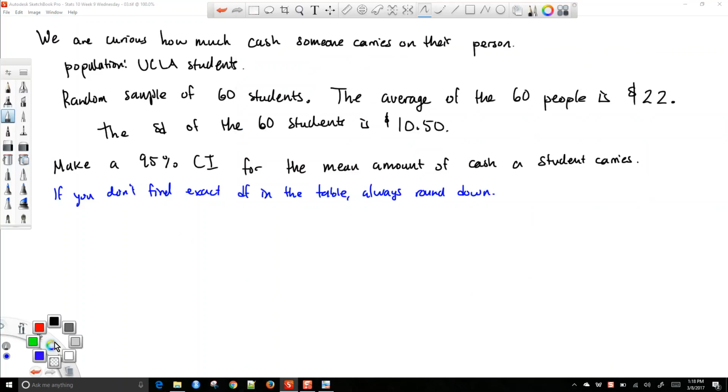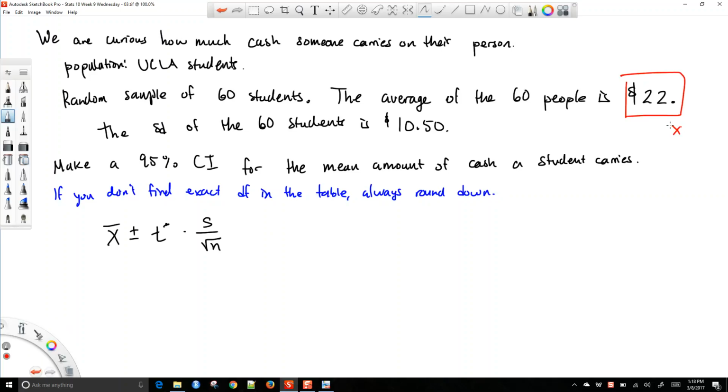Let's just do this. No, don't bother with the clicker question. All right, so we're gonna have x bar plus or minus t star times s divided by the square root of n, okay? So x bar is 22, right? So I'll just go ahead and circle these numbers. This is x bar. $10.50, this is my s. 60, this is my n, right? Okay.